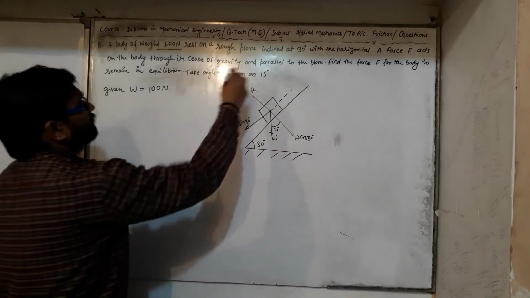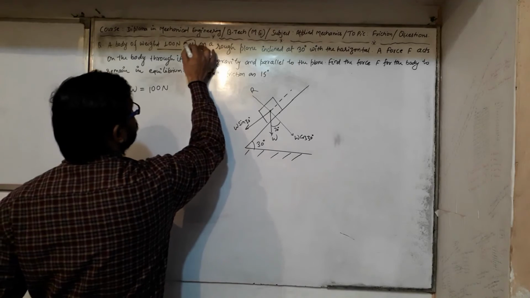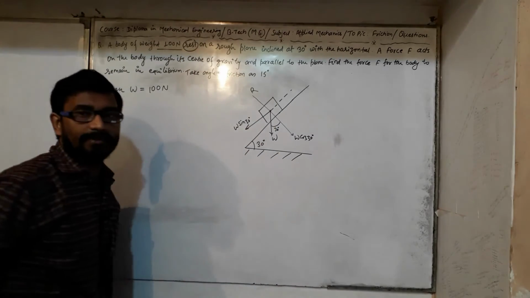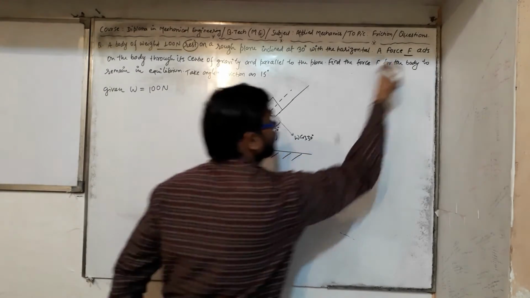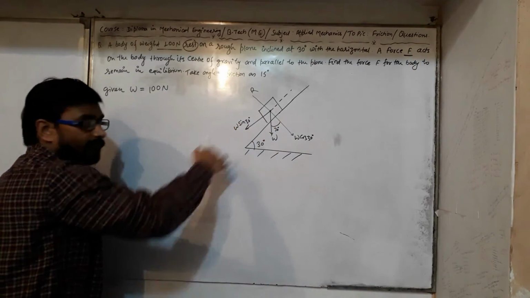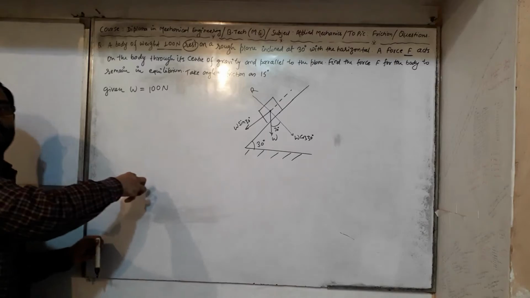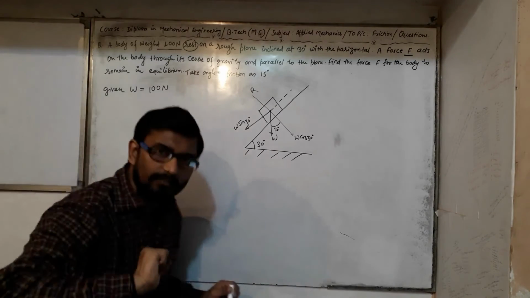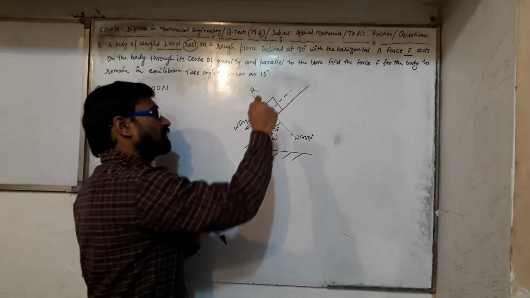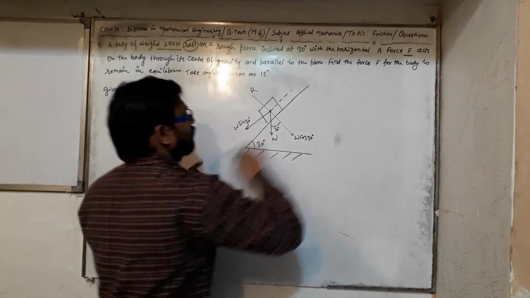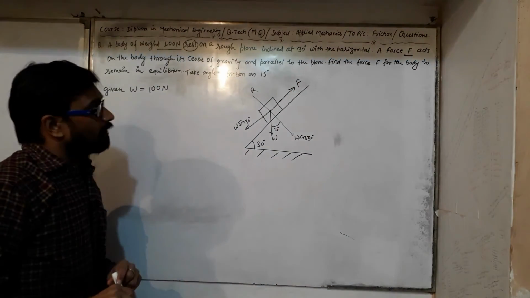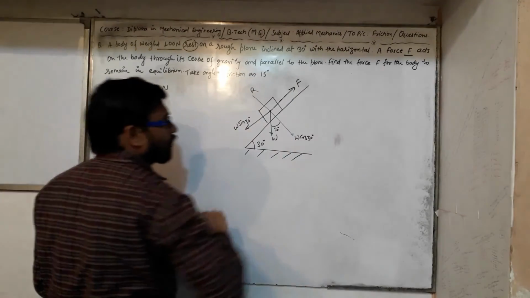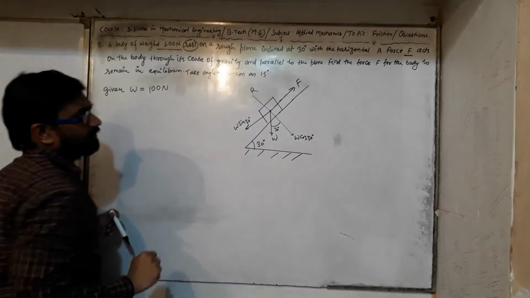So it is very clear that the body is resting on the rough inclined plane. If this force is acting in downward direction, then the body would go in downward direction, but the body is not moving in downward direction. It means the force is acting in upward direction. So force is acting in upward direction parallel to the inclined plane.